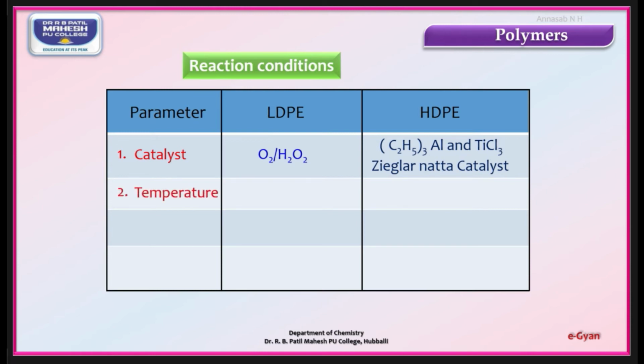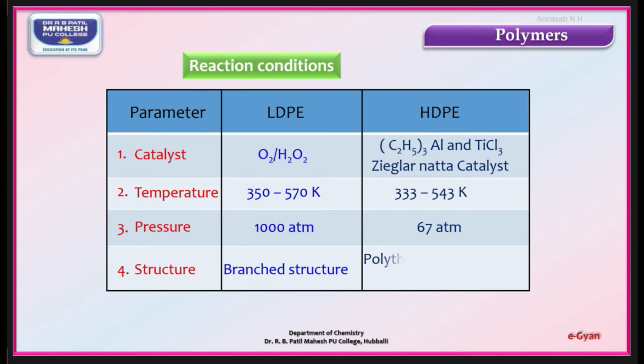Temperature for LDPE is around 350 to 570 Kelvin, whereas that of HDPE is 333 to 543 Kelvin. Pressure with respect to LDPE is 1000 atmosphere, whereas for HDPE it is very low, that is 6 to 7 atmosphere. The structure formed in LDPE is a branched structure, low density polythene, whereas HDPE is unbranched polythene with a linear and close packed structure.